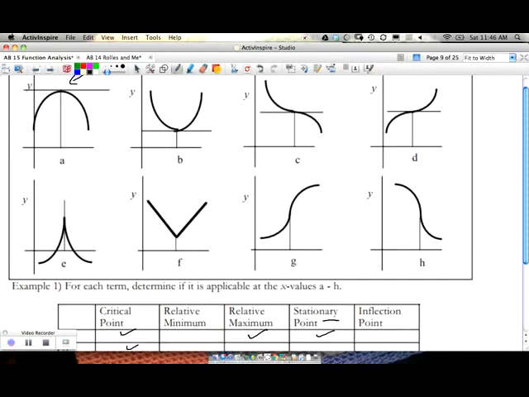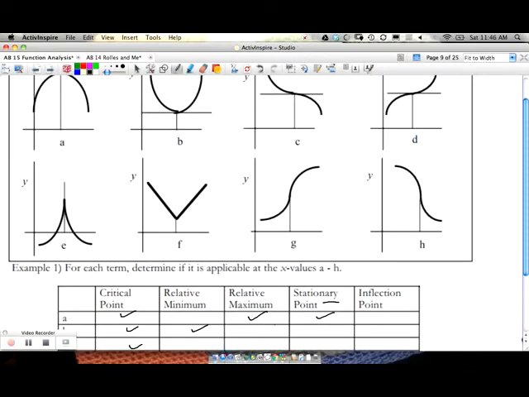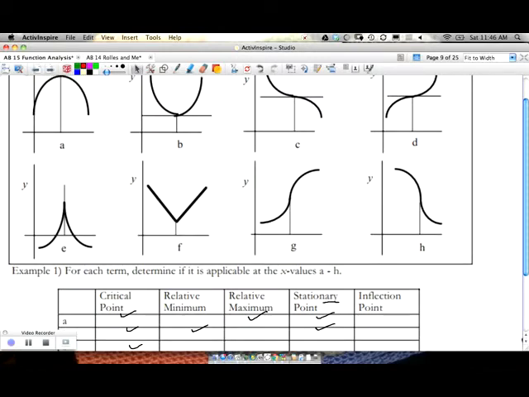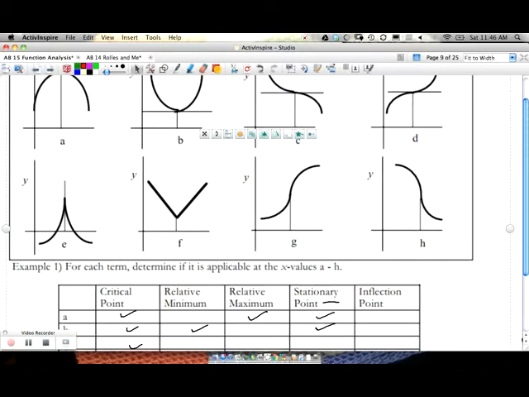So B, is that a relative min? Yes, it is. It's not a max. You can't be both a max and a min, another way to check yourself there. Is it stationary? Yes, it is. It's not an inflection point for the same reasons as A, because we go down, we come up, and we're the same concavity throughout.